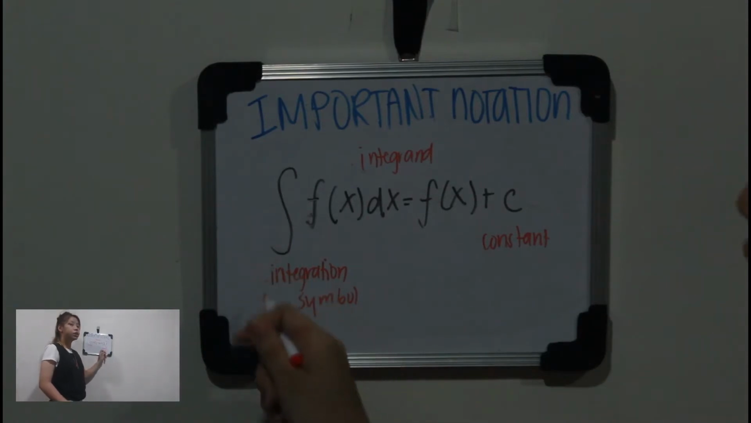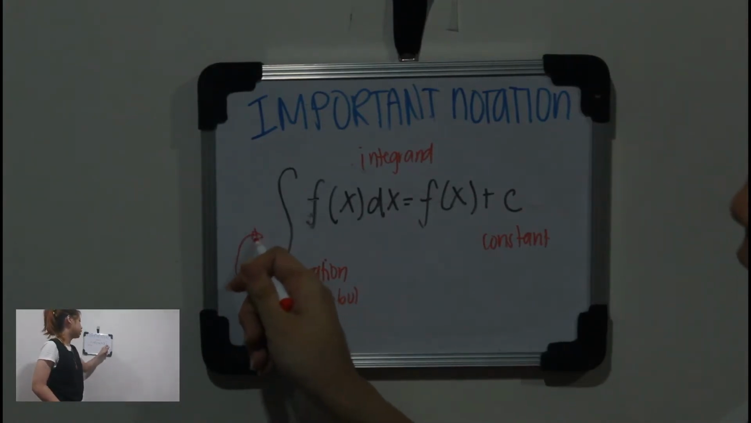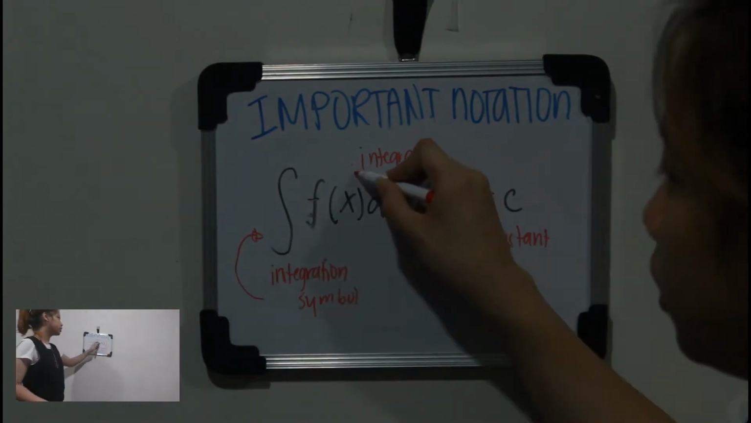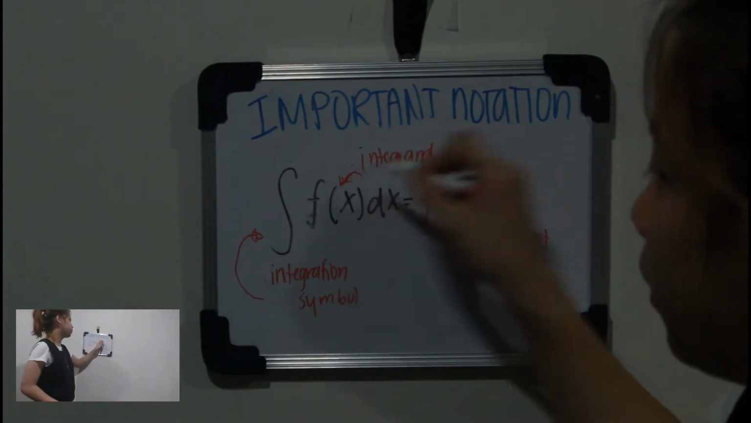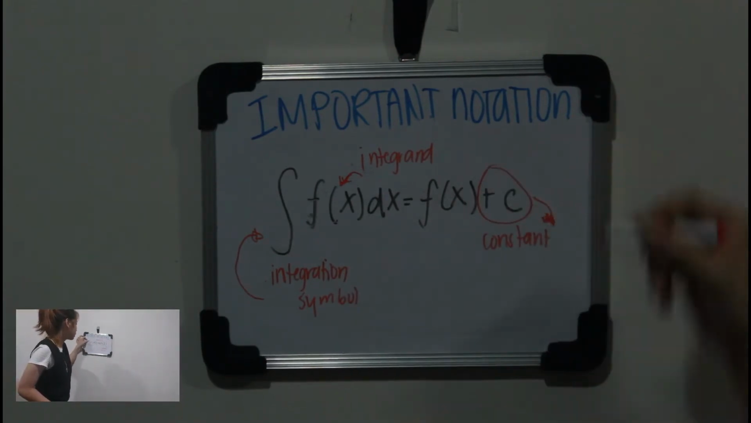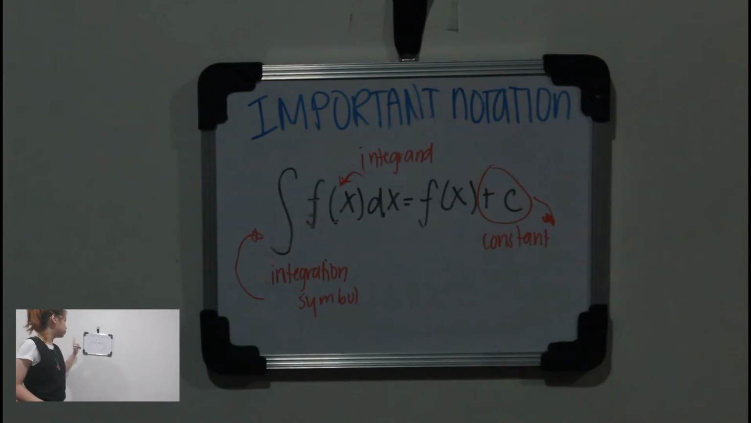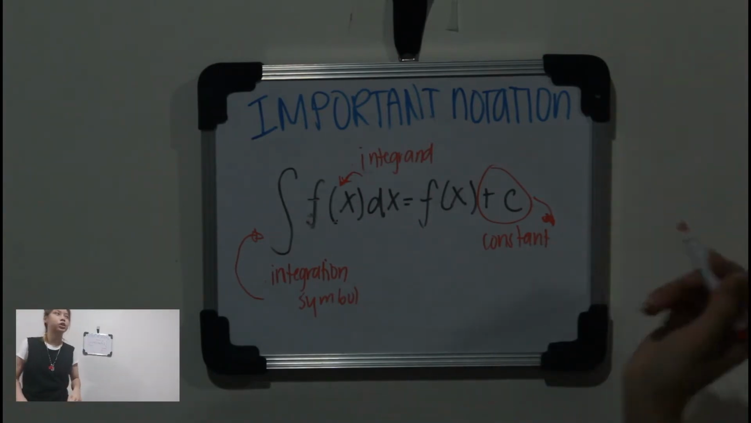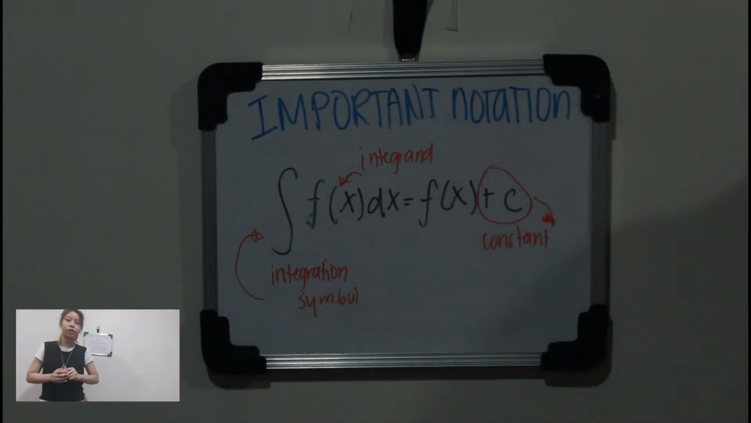First is the integration symbol, which is the letter S, like, you know. And second, the integrand, which is the f of x. And the plus c constant, which is always put at the end of every antiderivative function. And it is very important.